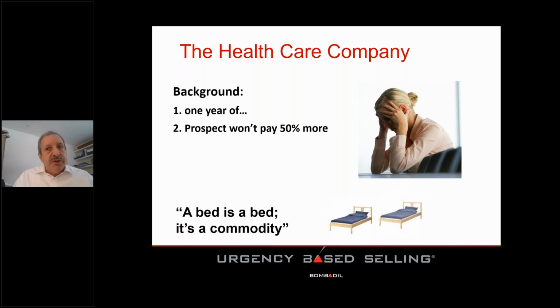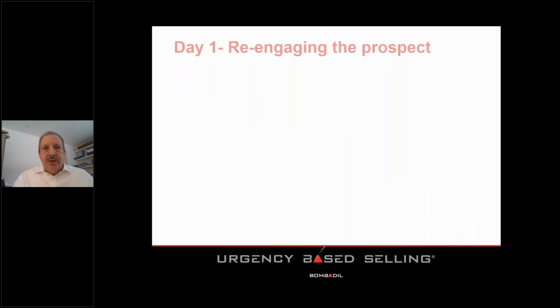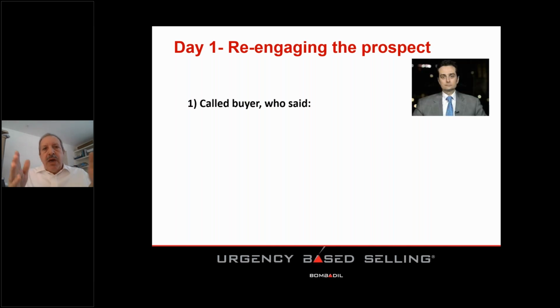Now the buyer is a pretty tough, sharp buyer. The buyer says a bed is a bed, it's all a commodity, you're all the same. So knowing the closing conditions doesn't do us any good. What we need to do is re-engage the prospect and add a glass, add a closing condition. So now we call the buyer who says you're all the same. This is after we've done the training and developed the questions and all the material. We call the buyer who said you're all the same.